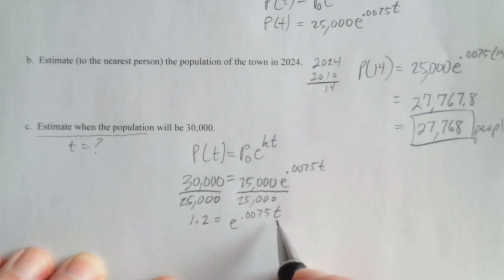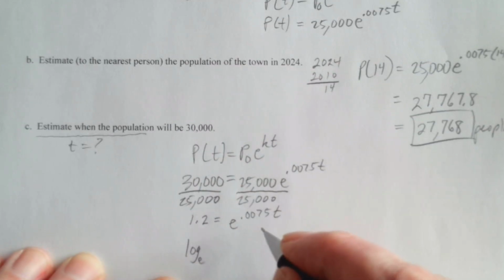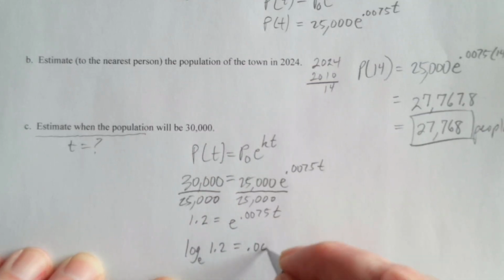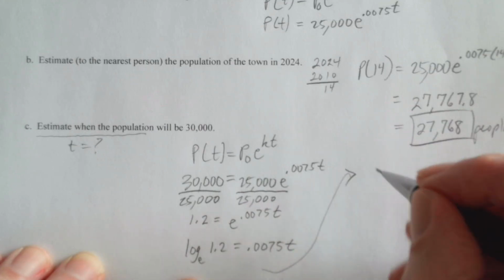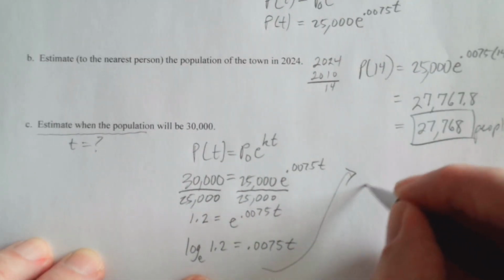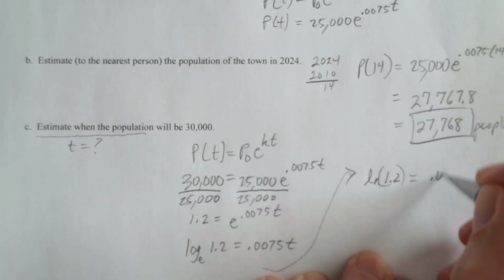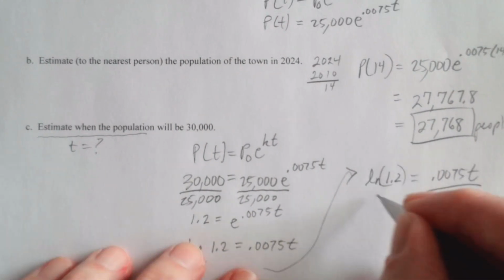We have a variable in the exponent. We're going to need to switch to logarithmic form in order to solve for t. So this is log base e of 1.2 is equal to 0.0075t. Remember, it's base, exponent, answer, and so everything's in the right place. The only thing is we would write this a little differently. We don't write log base e. We write natural log of 1.2 equals 0.0075t. To get t by itself, we have to divide by 0.0075.